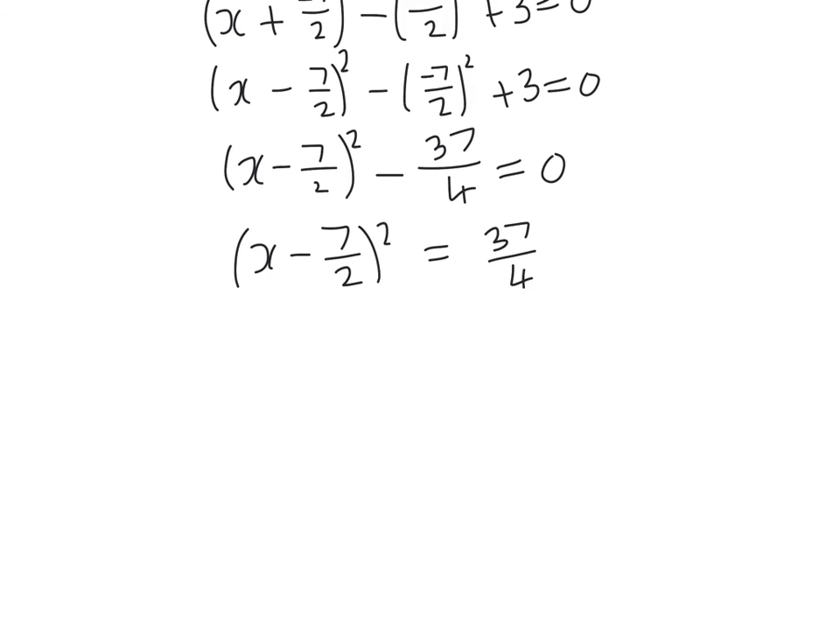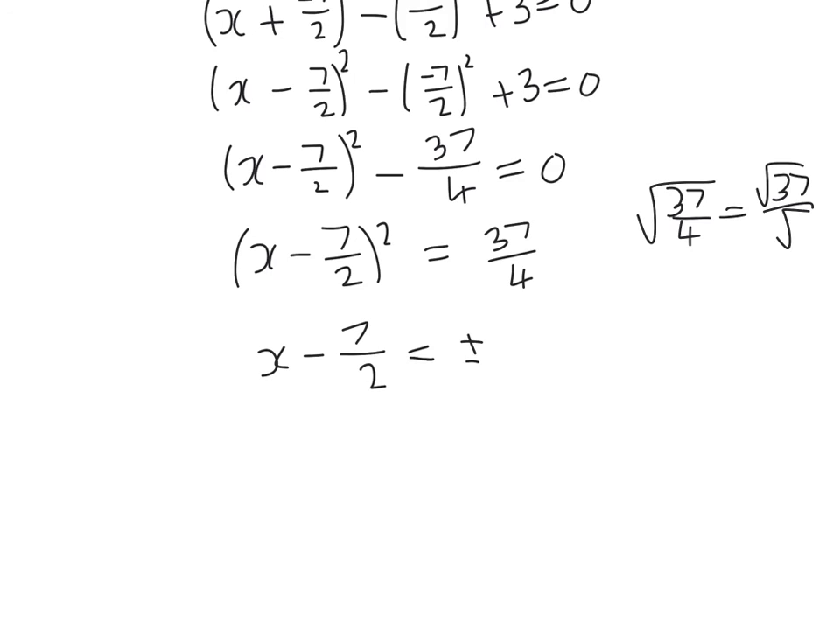So if we square root both sides, we get x minus 7 over 2 equals. Now when you square root this, you're going to get a positive and a negative, remember? But when you square root a fraction, if you can remember your thirds rule, you're square rooting the top and you're square rooting the bottom. So when we square root 37 over 4, we get root 37 over 2, because we know the square root of 4 is 2.